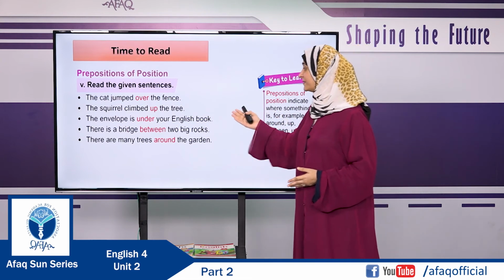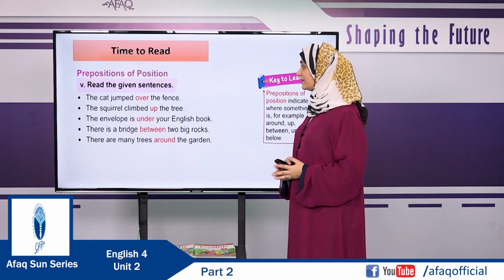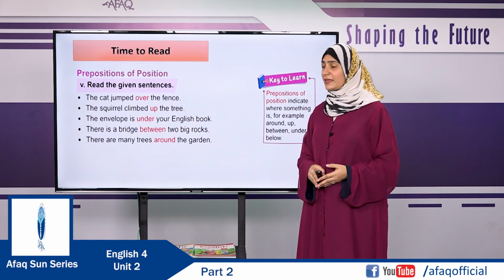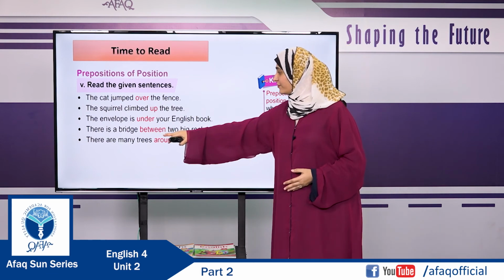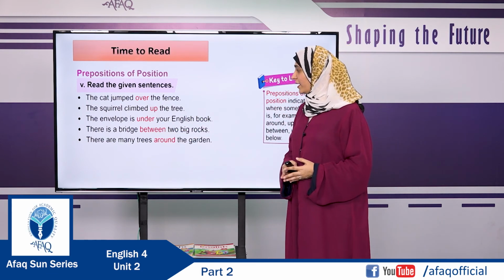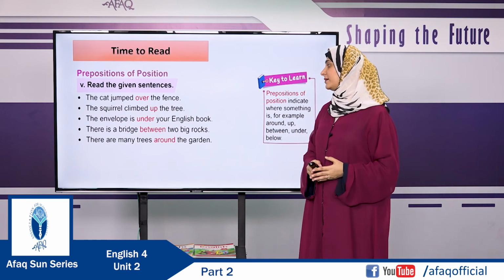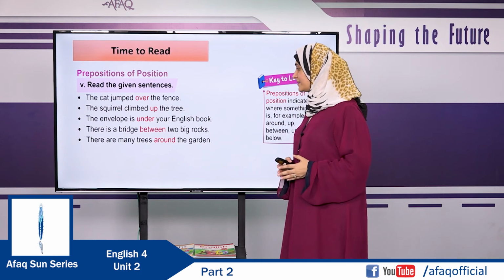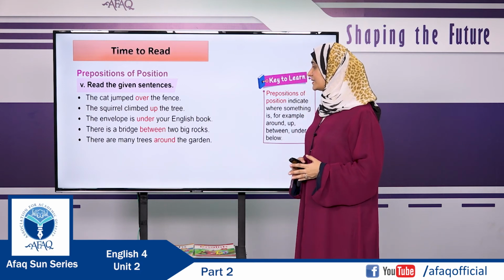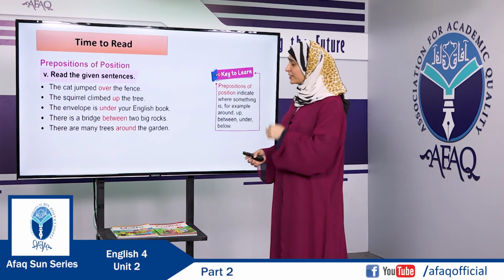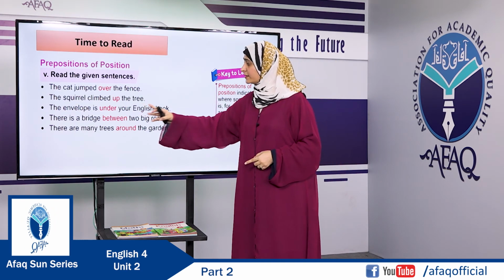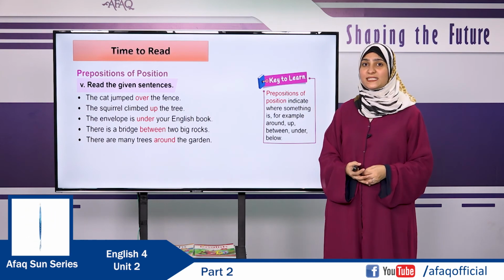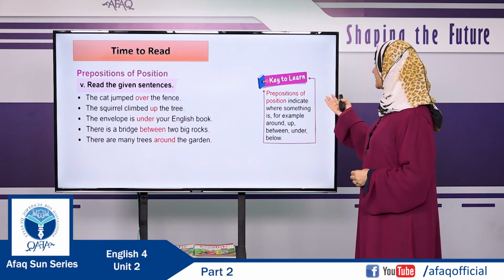Now, you are going to identify the next preposition of position. The envelope is under your English book. Dear students, let's identify the next preposition. There is a bridge between two big rocks. And in the last sentence, there are many trees around the garden. All these words used, over, up, under, between and around, are prepositions of position because they are indicating where something is.